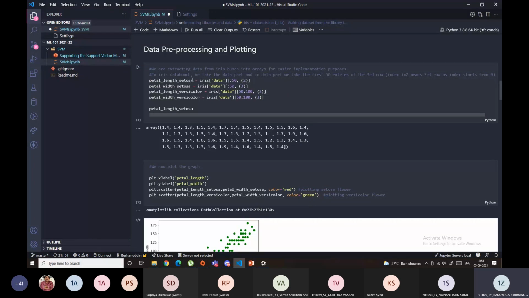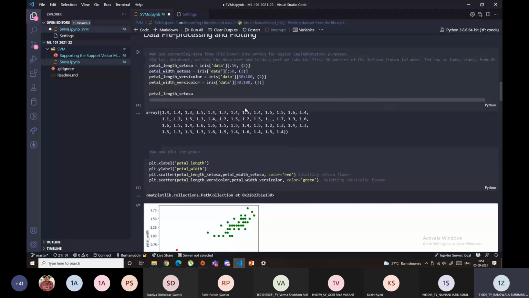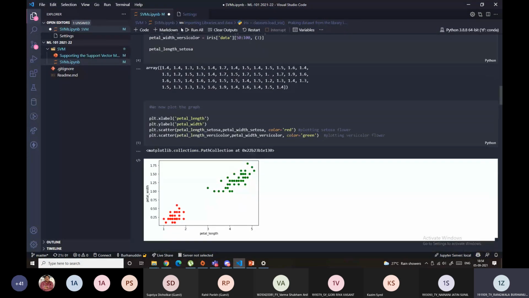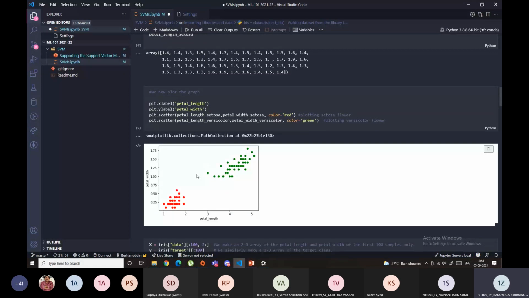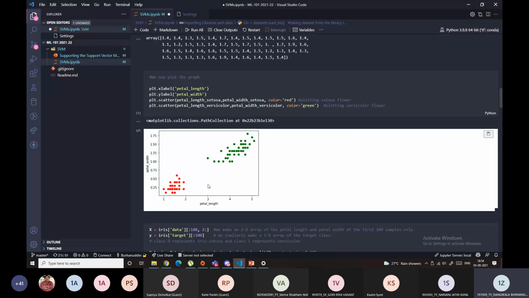So here we just separate out the length and width of the two flowers, setosa and versicolor. As you can see, when you put this on a plot, you can easily see that this data is linearly separable. Okay, so now this data is SVM worthy. If we put it in an SVM, it will converge easily and we'll get a good model.